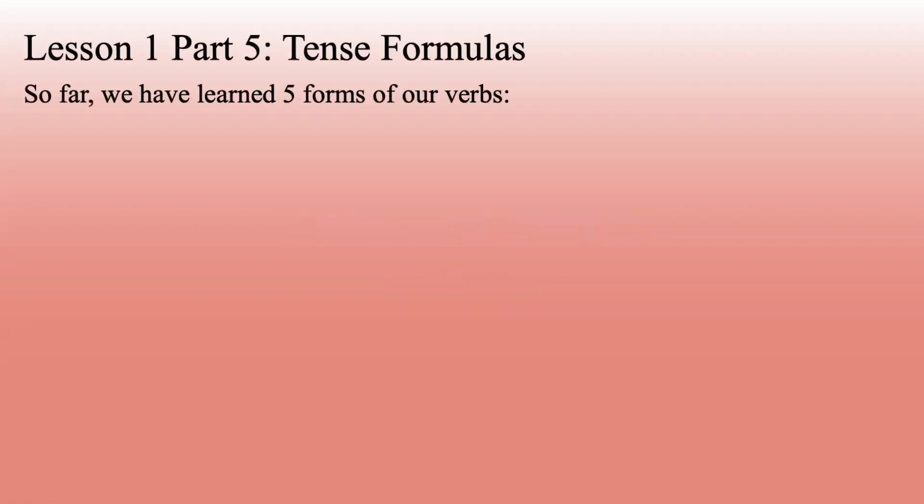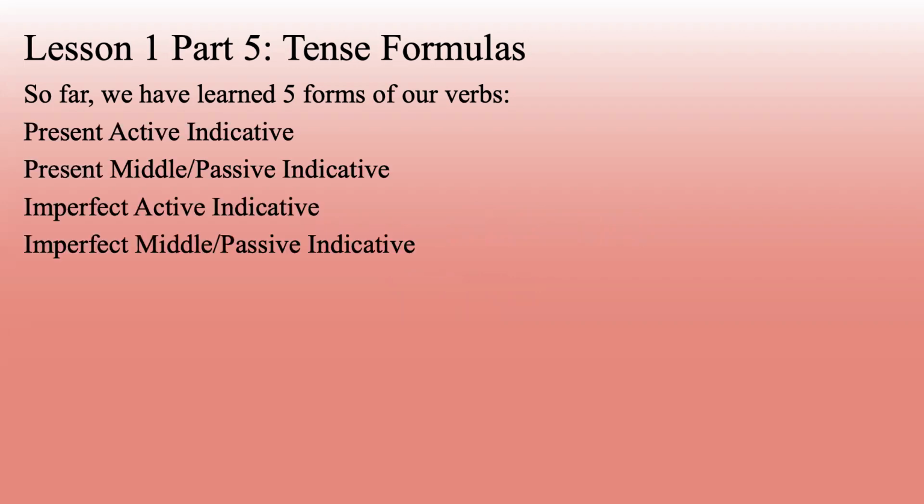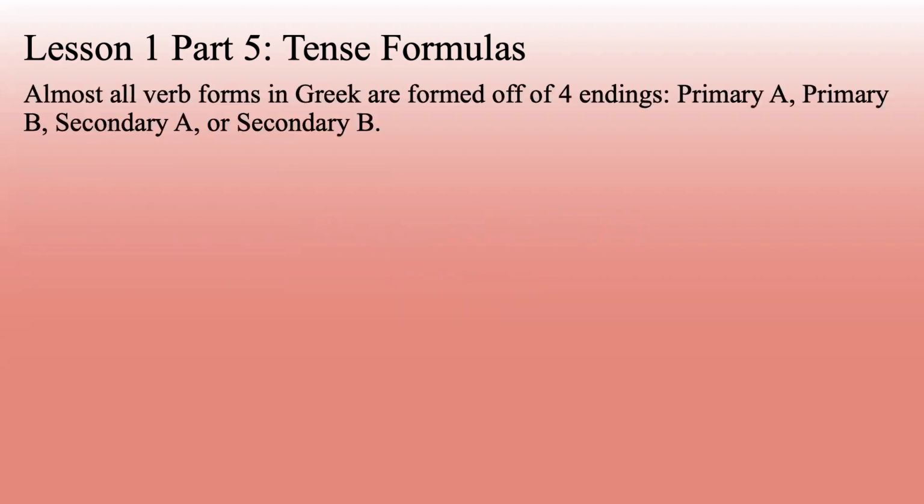So far, we have learned 5 forms of our verbs: present active indicative, present middle passive indicative, imperfect active indicative, imperfect middle passive indicative, and future active indicative. Almost all verb forms in Greek are formed off of 4 endings: primary A, primary B, secondary A, or secondary B.